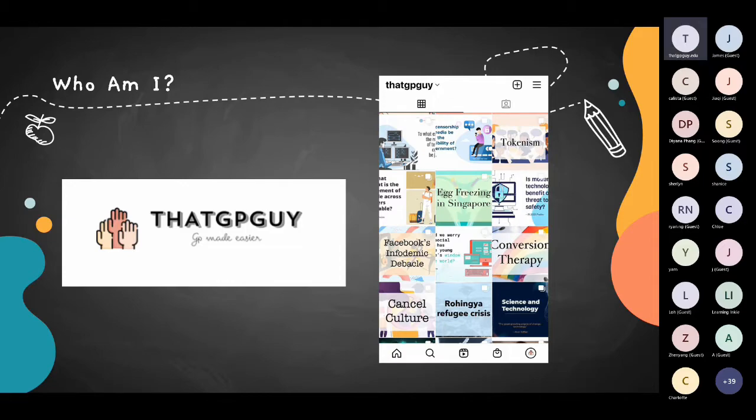On the right, you can see my Instagram page, that GP guy. Over there, it's basically where I post all the current affairs and content knowledge for you guys. I organize them in bite-sized information so that it's easy to remember and to refer to. And the range is really broad. I don't have any specific range. It can be literally anything that's going on in the world. Beyond just content knowledge, I also put up tips and breakdowns of essay questions, especially nearing the exam period, like for this year's A levels.